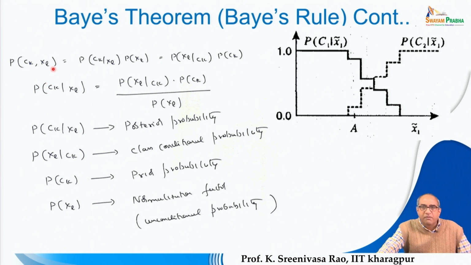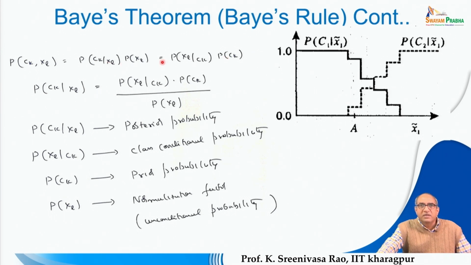Next we move on to the actual Bayes theorem. The joint probability of Ck comma XL can be written in terms of conditional and prior probabilities. You can write probability of Ck given XL times probability of XL, or probability of XL given Ck times probability of Ck. Either way you can write it. This joint probability is equivalent to these two expressions, in terms of conditional and prior probabilities.